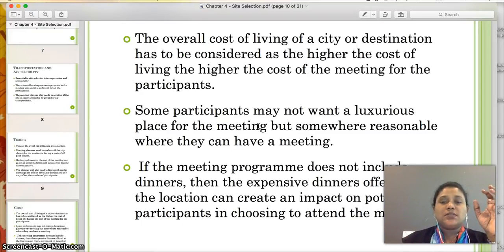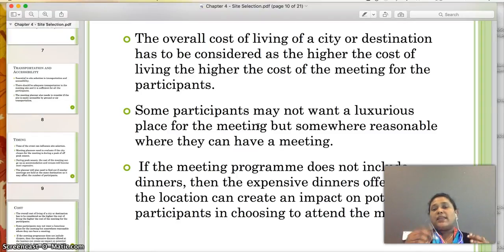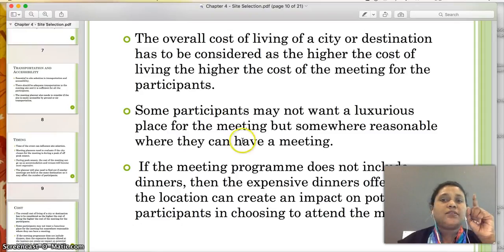If the meeting program does not include dinners, then the expensive dinners offered at the location can impact potential participants in choosing to attend the meeting. For example, if you're going to conduct an event in KLCC, that itself opens up avenues for people to go around and have dinners and other meals if they want to. But if you choose a very expensive venue wherein you don't give people a choice to go out and buy their own meals, you are creating a big problem, and people considering coming to your conference will have to relook at it. They'll think: if I go for this conference, probably my breakfast and lunch are covered, but what about my dinner? You don't expect me to buy from this mall or order food in this hotel. It's going to be super expensive and I will not be able to afford it. So this would affect my decision in choosing the venue. All these things need to be considered.